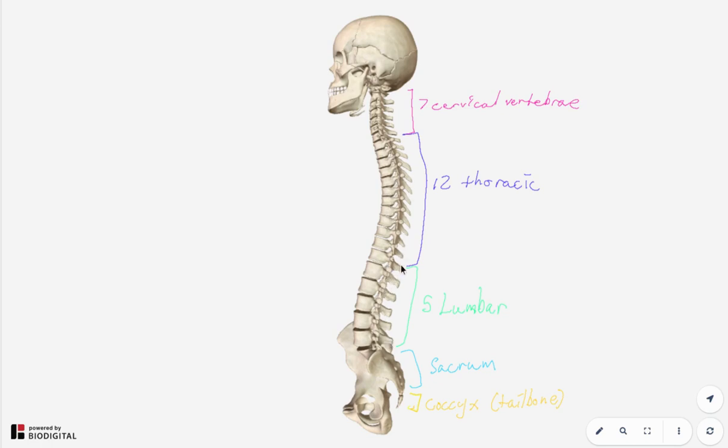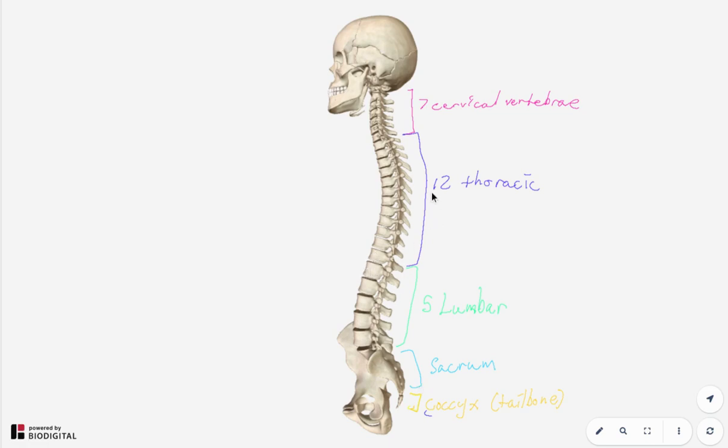You have 5 lumbar vertebrae. These are your lower back vertebrae. And then your sacrum is composed of 5 sacral vertebrae that are fused together. So they're just in one hard lump all stuck together. And then the coccyx is also composed of four coccygeal vertebrae that are all fused together. And the coccyx is also known as your tailbone.